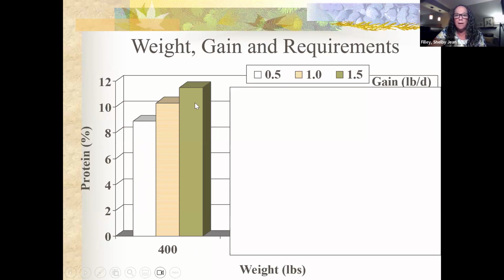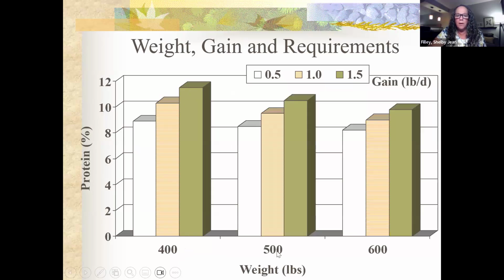But if we want 1.5 pound gain on that animal, we're going to have even a higher protein requirement. Okay, so that's a 400-pound calf. What about if we're looking at 500 and 600-pound calves? Well, they also increase their protein requirement as the rate of gain increases.